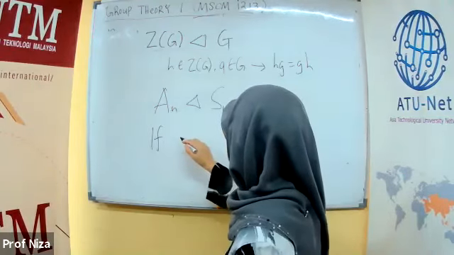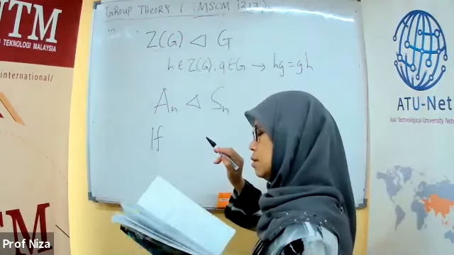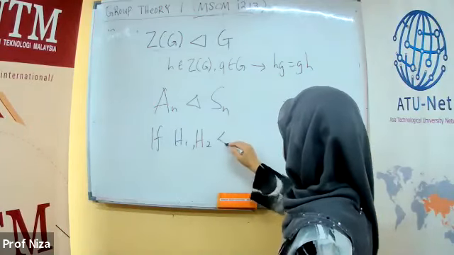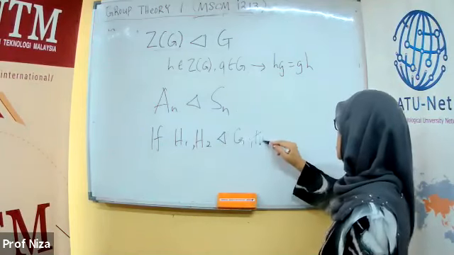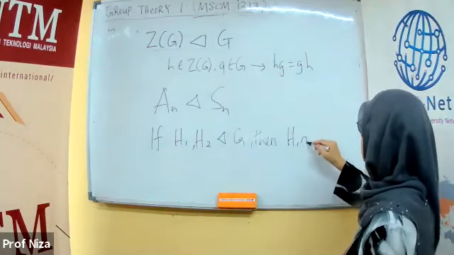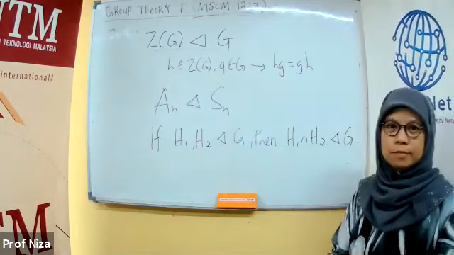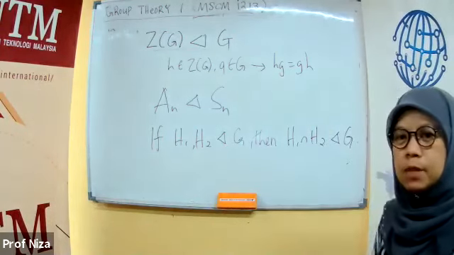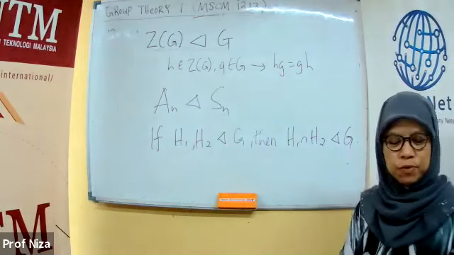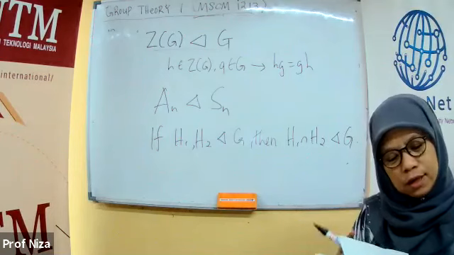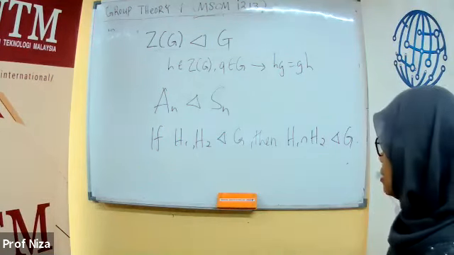If H1, H2 are normal in G, then the intersection is always also normal. I am not going to give the whole proof, but you need to go through it in the proof. Okay, it's quite easy.